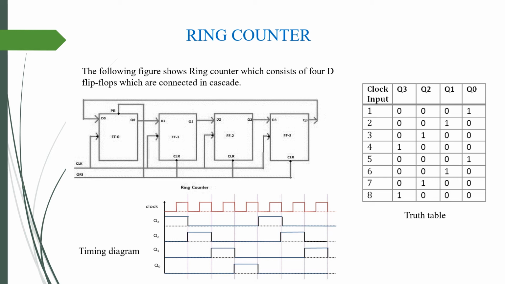Initially, the first flip-flop FF0 is set and all other flip-flops are reset using the clear terminal. So, output Q0 is 1 and all other outputs are 0. You can see in the truth table Q3, Q2, Q1 are 0 and Q0 is 1. When we give the next clock pulse, this data rotates among the ring counter.